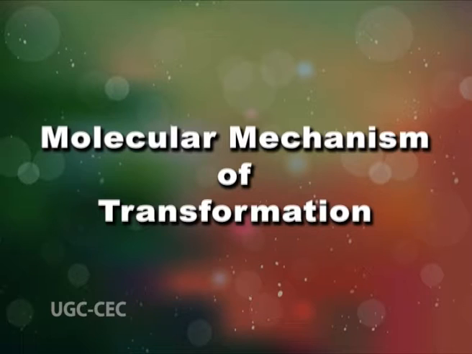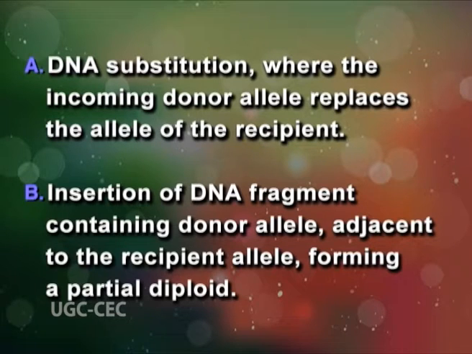Molecular mechanism of transformation. While studying the transformation in Streptococcus pneumoniae, two possible mechanisms were understood. A. DNA substitution, where the incoming donor allele replaces the allele of the recipient. B. Insertion of DNA fragment containing donor allele adjacent to the recipient allele, forming a partial diploid. Later on, with different experimental evidences, it was proved that allelic substitution is the only preferred mechanism for transformation in bacteria.